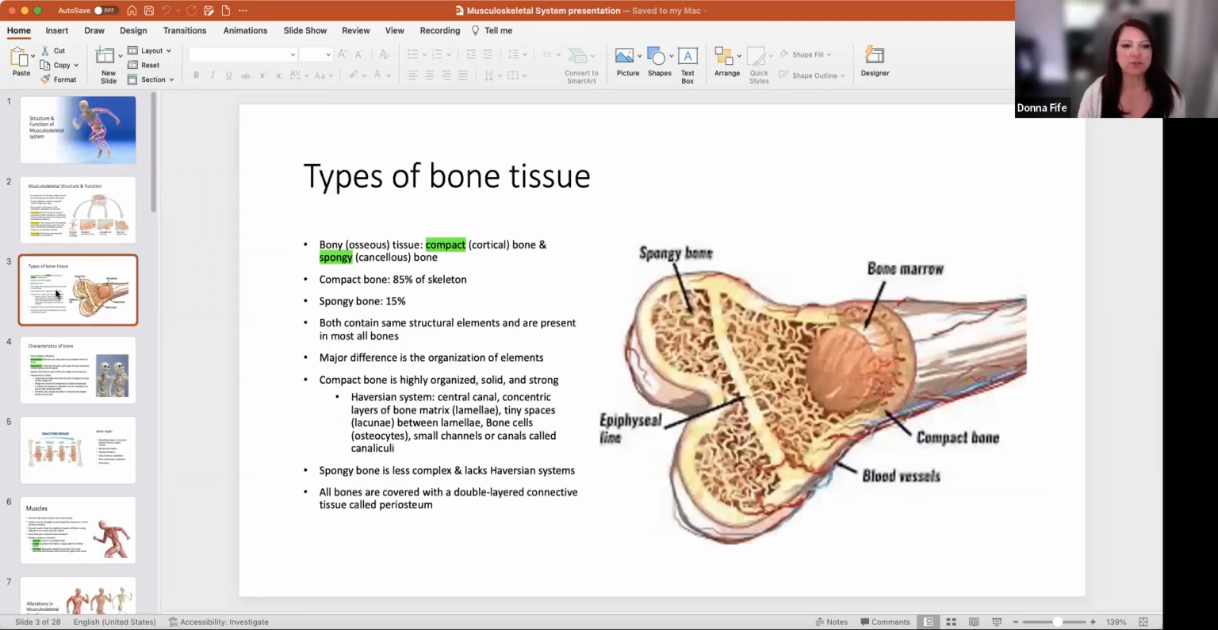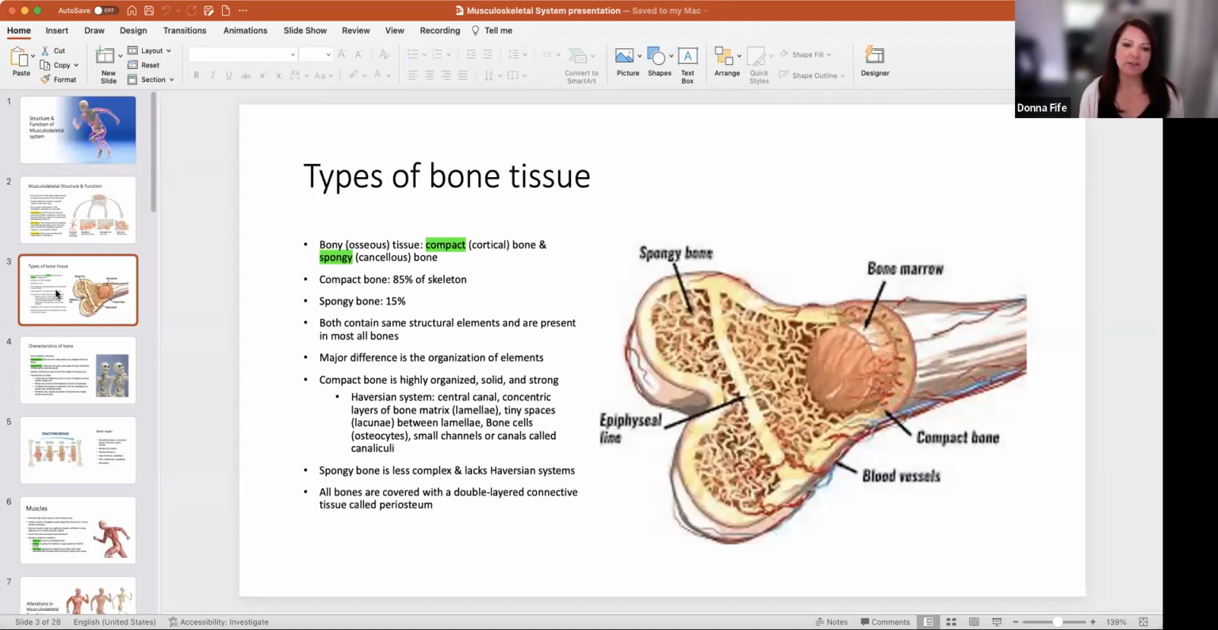Types of bone tissue: we have bony or osseous tissue that is compact or cortical bone, and spongy or cancellous bone. Compact bone is about 85% of the skeleton, and spongy bone is about 15%. Both contain the same structural elements and are present in most all bones. The major difference is the organization of the elements. Compact bone is more highly organized, solid, and strong.